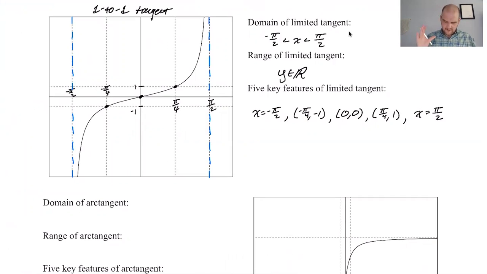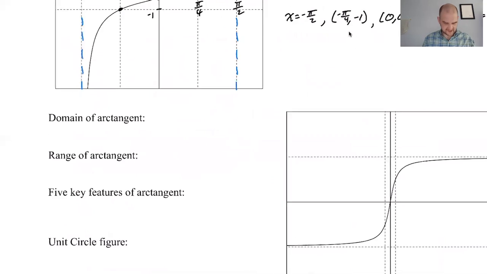So what we're going to do is take those and switch them around. When we switch them, we're switching x and y. So the point negative pi over 4, negative 1 will become negative 1, negative pi over 4. We switch x and y, which means x equals negative pi over 2 becomes y equals negative pi over 2. That's what we're going to see when we go to the next step.